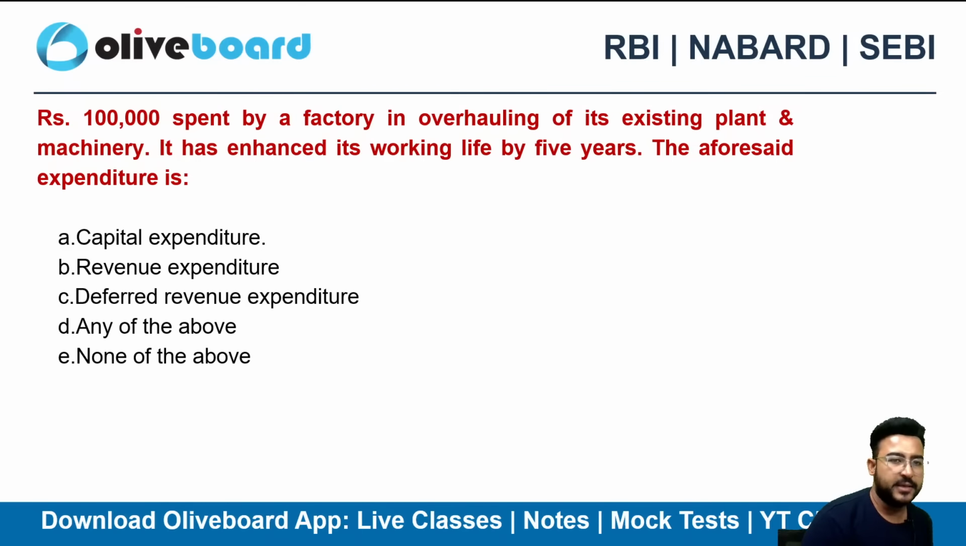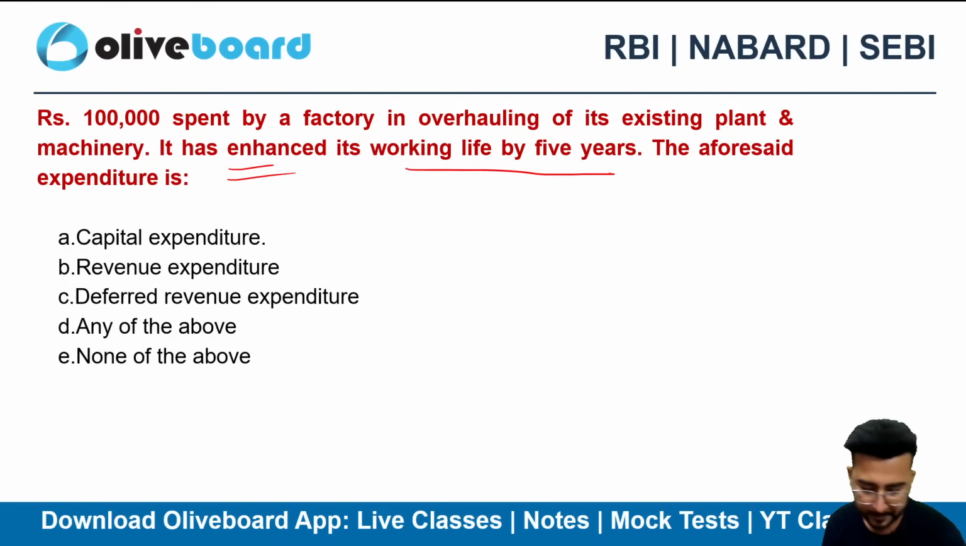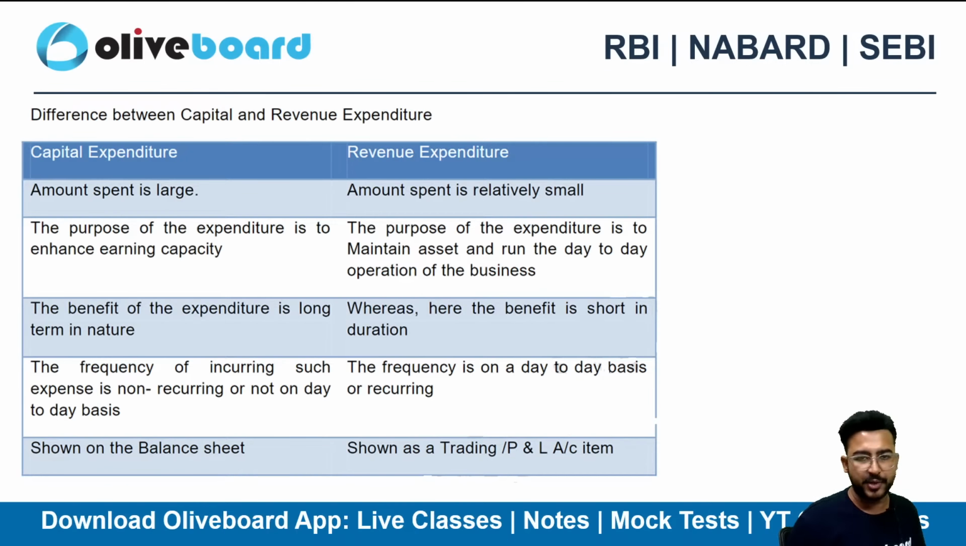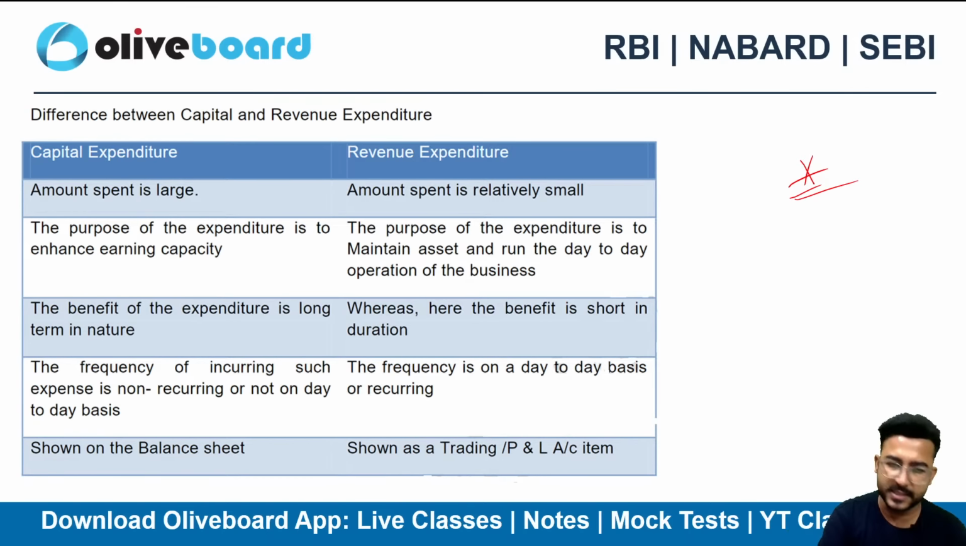Next one. 1 lakh rupees spent by a factory in the overhauling of its existing plant and machinery. It has enhanced the working life by 5 years. What is this kind of expenditure? What is the category? What is the nature of this kind of expenditure? It is a capital expenditure. Why? Because it has increased the useful life of that particular asset. And please do remember the difference between capital and revenue nature expenditure. The capital expenditure always results in a creation of fixed asset, right?